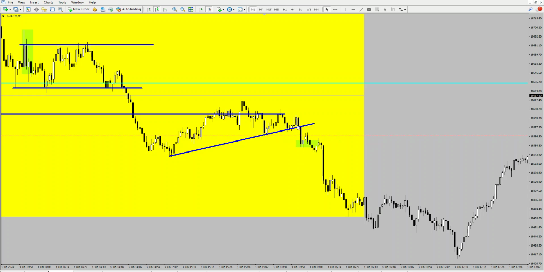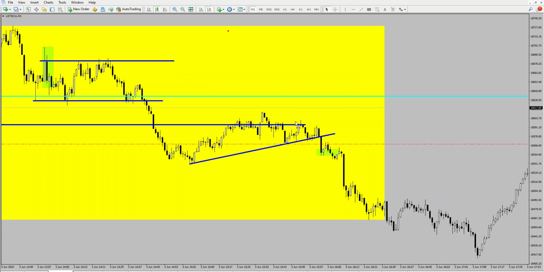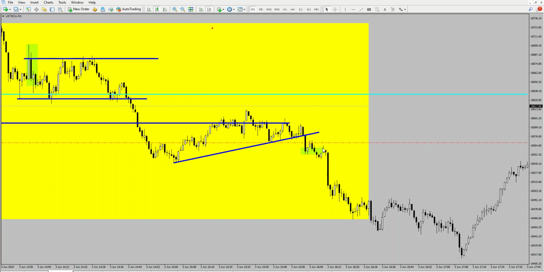Okay, so that's where we need to capitalize, because our job is to punish those who are already trapped. Why? Because we are trading in line with market makers. So guys, it's all about patience. Look at this, so beautiful.